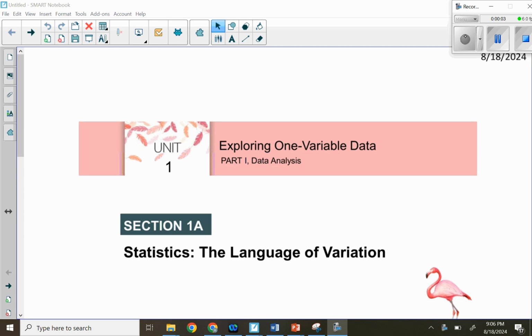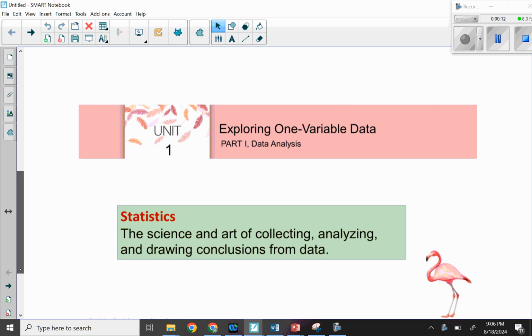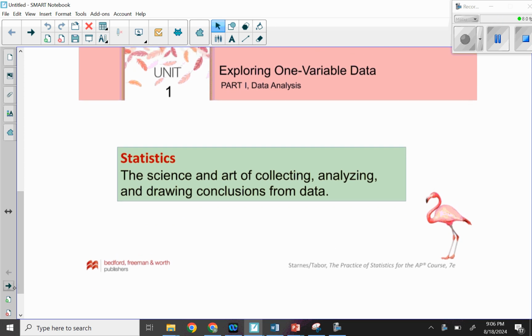Statisticians, we are looking at section 1A, the language of statistics, the language of variation. So here we're starting with statistics. Statistics is the science and art of collecting, analyzing, and drawing conclusions from data. So don't forget to make a flashcard for that. Pause if you would like to do that.